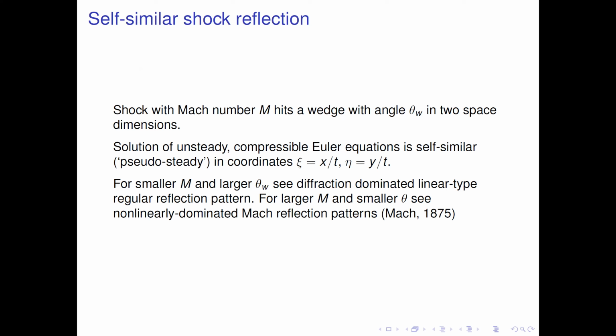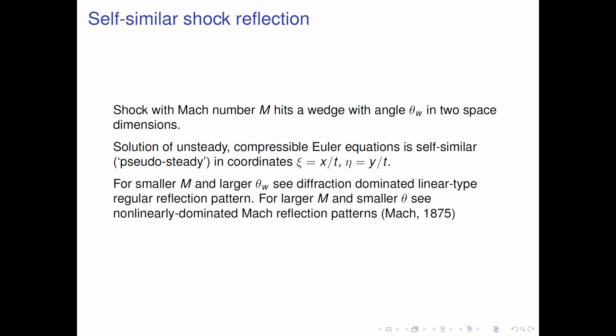So then you have solutions of the steady compressible Euler equations. I'm not going to write them down. And the solution is self-similar. It's a function just of these coordinates x over t and y over t. So it's often called pseudo-steady in the engineering literature.